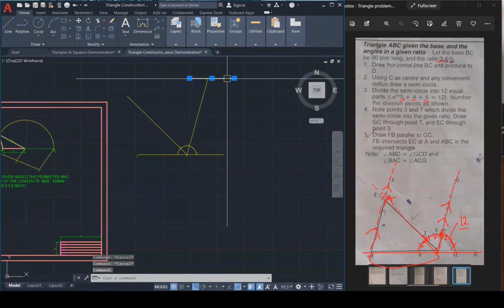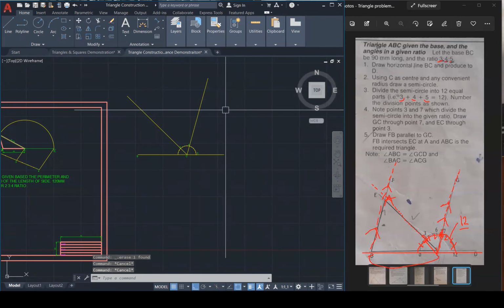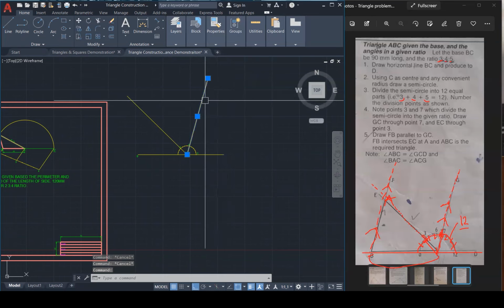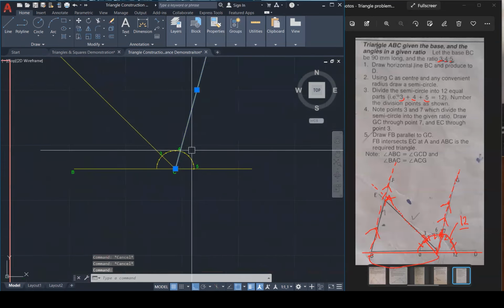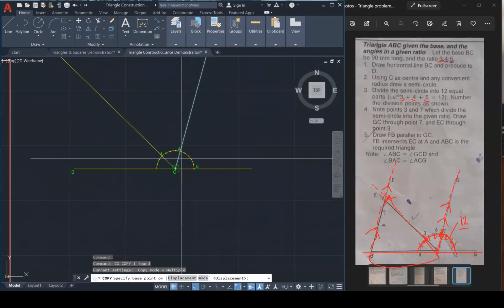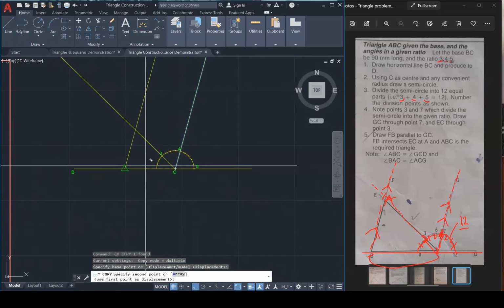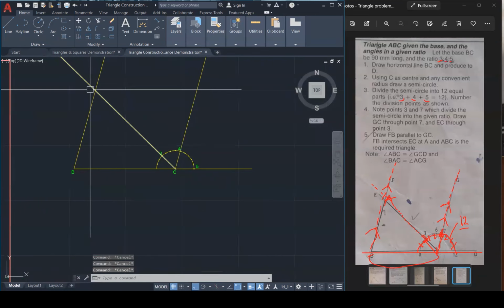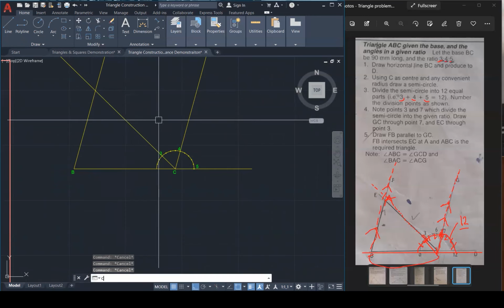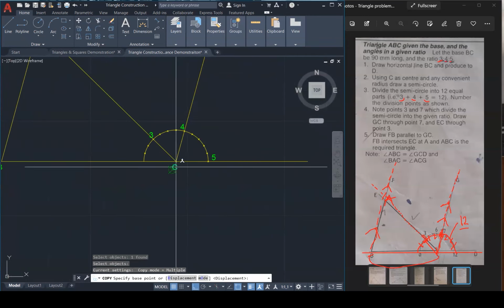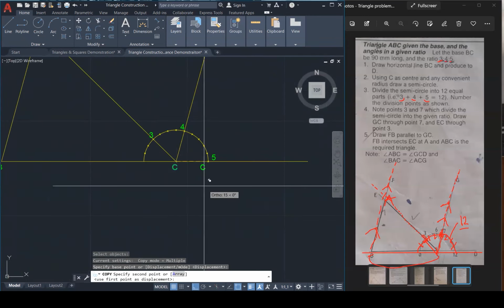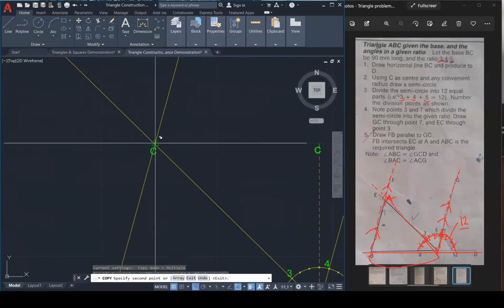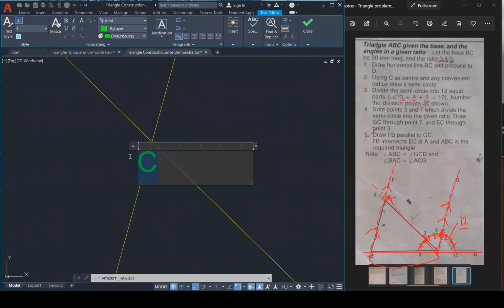Right. And now this is where we're going to track this line over here to point B. Right. And when they intersect right here, this is how I get my point A. So I'll put that in there as A. Right.